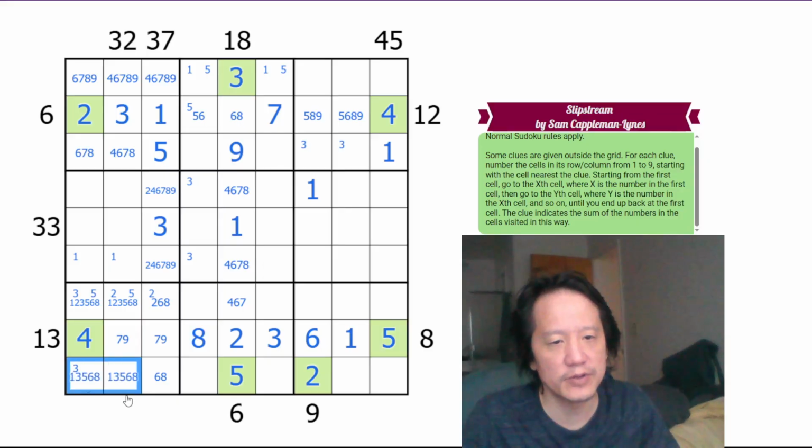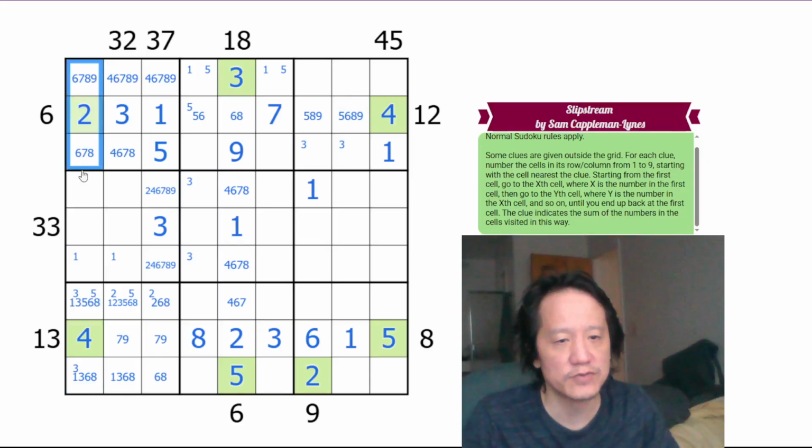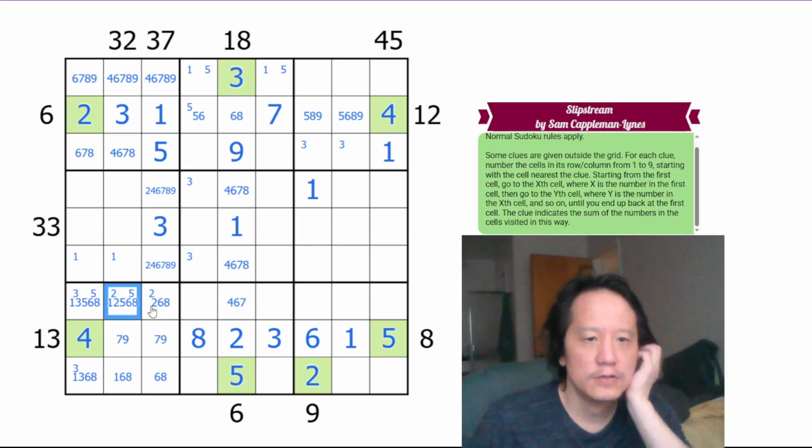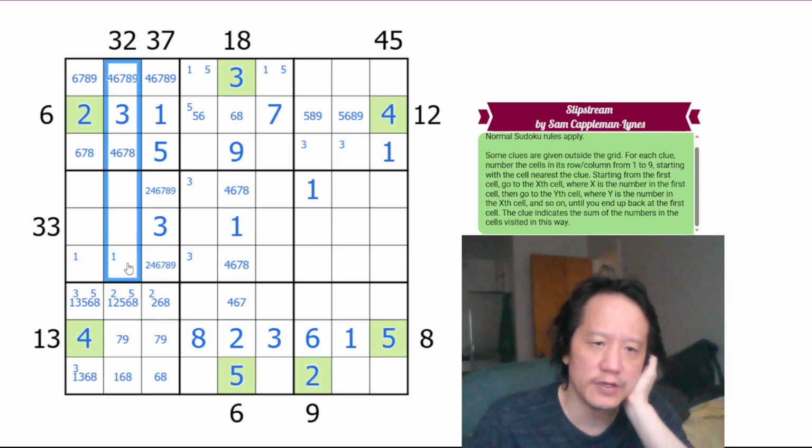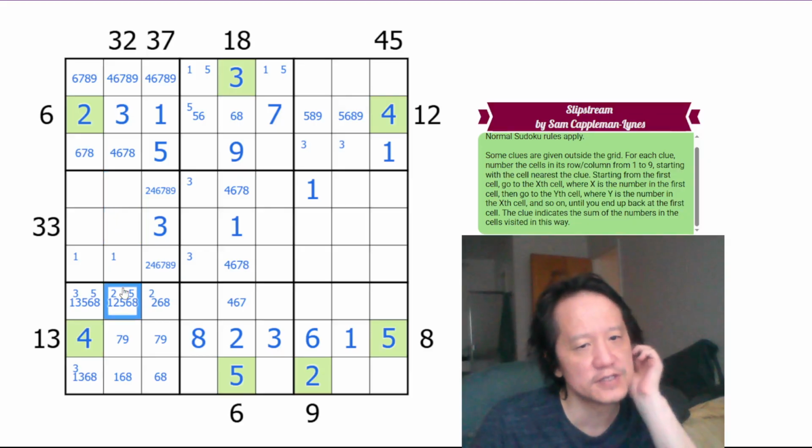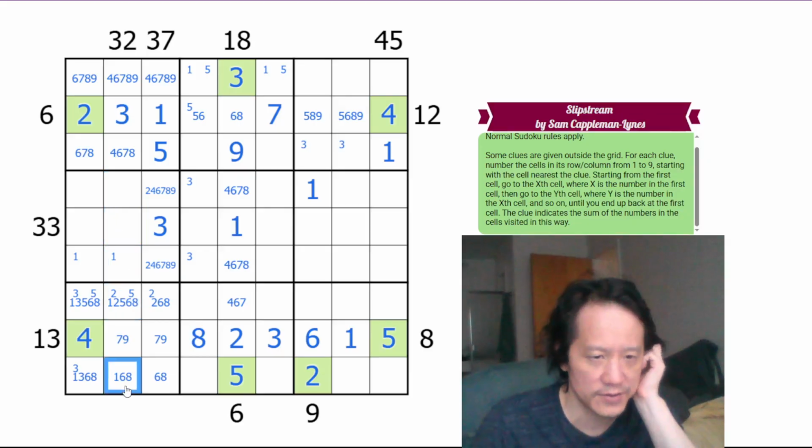And 2 cannot be here. 5 cannot be here. This can't be 2 because of the 2 in the column. This can't be 3 or 3. So 1 has to be... It cannot be in the first, second, or third cell. It can't be 4th or 5th. It's in the 6th, 7th, or 9th cells here.